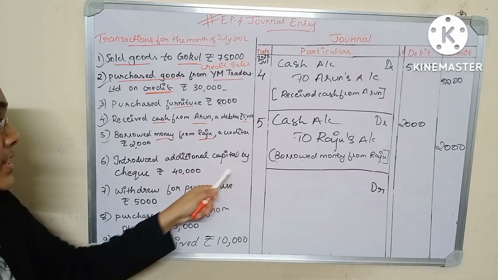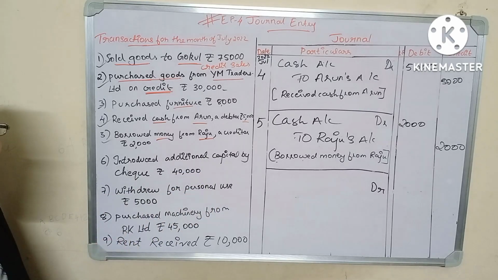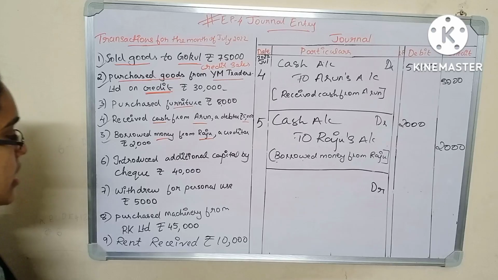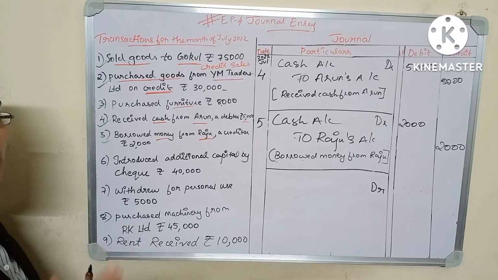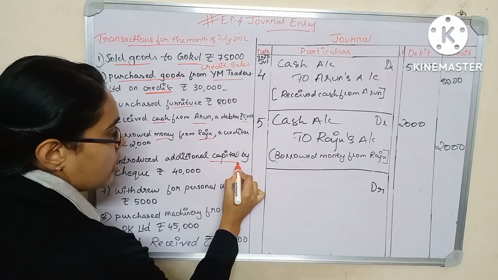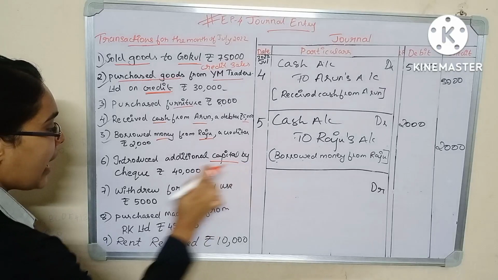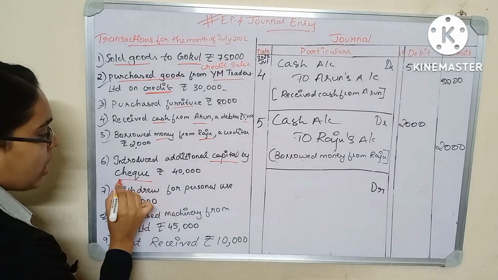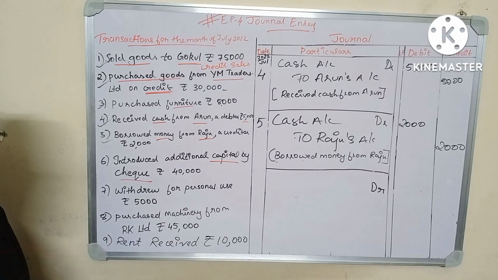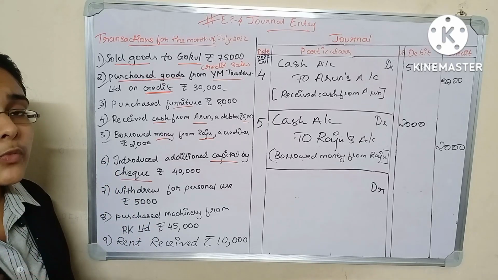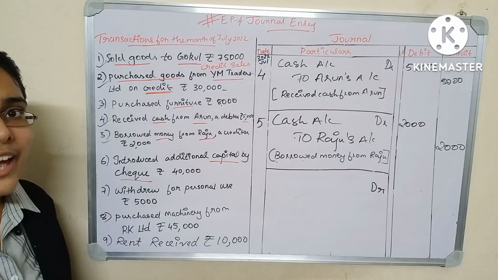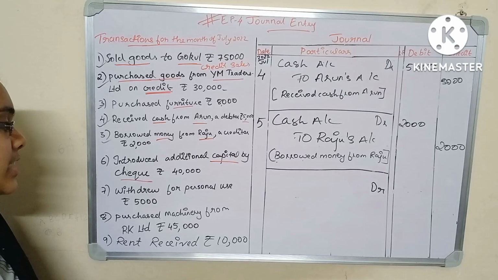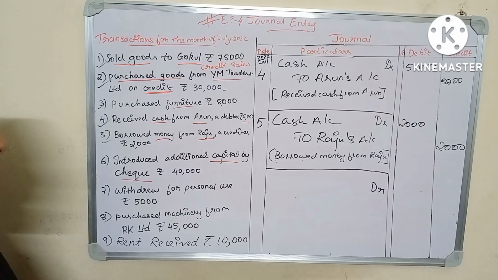Introduced additional capital by check. Now this is a bit confusing one, but it's easy to understand. Just listen carefully. You have introduced additional capital. So you know that the first account will be capital account. You have brought in capital. Now, by check, you have introduced additional capital through check. So what will be the accounts involved? If you had brought in cash, you could have written cash. But here you have produced a check. So what will that be? Bank account. Instead of cash, you can write bank. So it's facilitated through bank account.